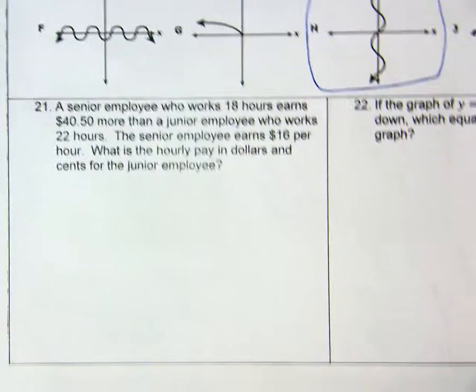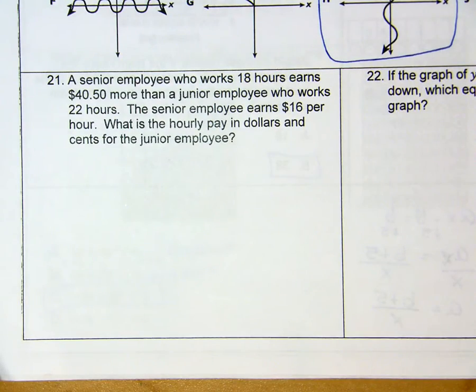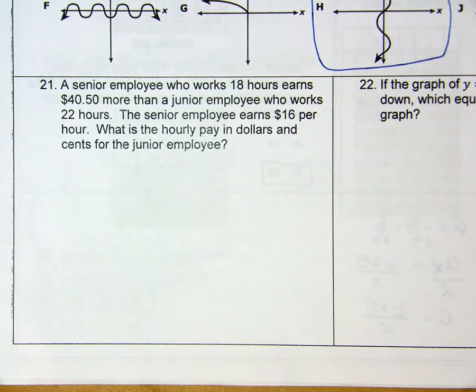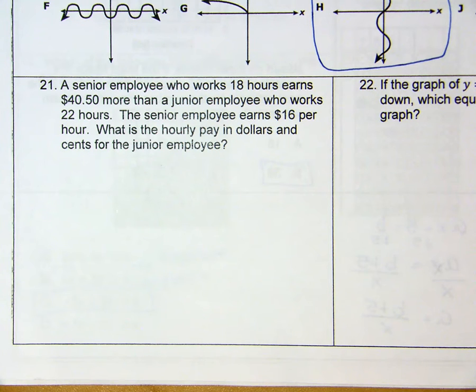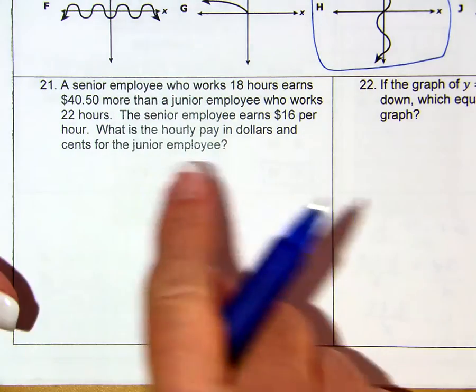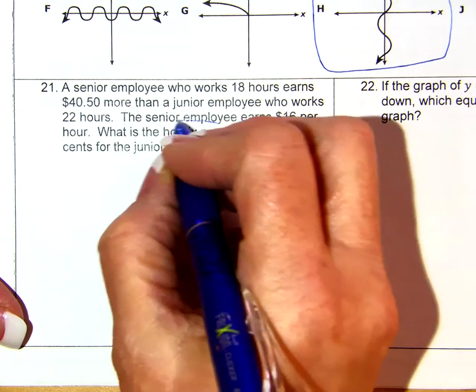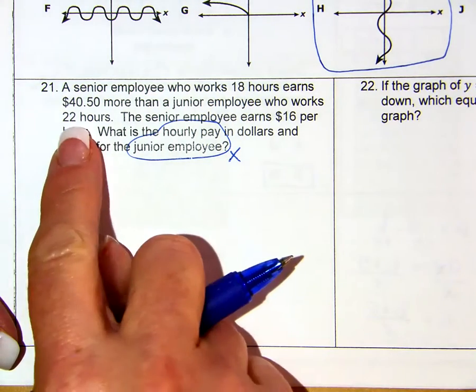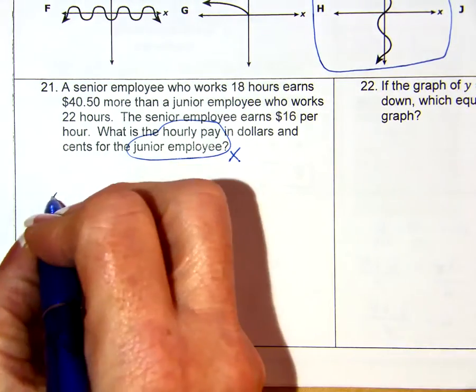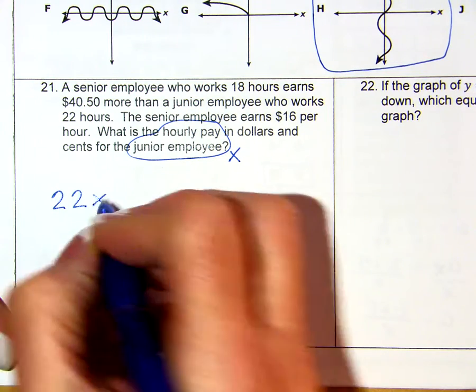For number 21, this one might get a little tricky. So it says a senior employee who works 18 hours earns $40.50 more than a junior employee who works 22 hours. The senior employee earns $16 per hour. What is the hourly pay in dollars and cents for the junior employee? So we're going to let our hourly pay for the junior employee be X. So 22 hours times how much you make an hour. So this is what the junior employee makes.